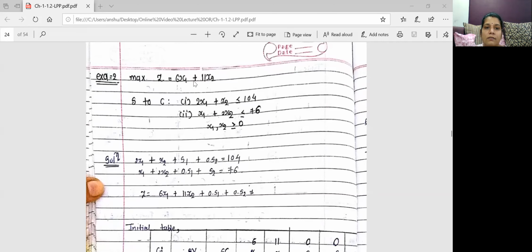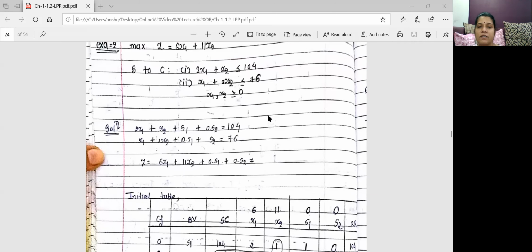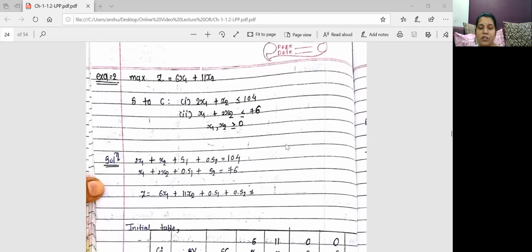So our next question is maximize z is equal to 6x1 plus 11x2, and our subject to constraint equations are 2x1 plus x2 less than equal to 104, and x1 plus 2x2 less than equal to 76. Okay, and x1, x2 greater than equal to 0. This is our decision variable, so always greater than equal to 0. We have already seen this in our previous question.